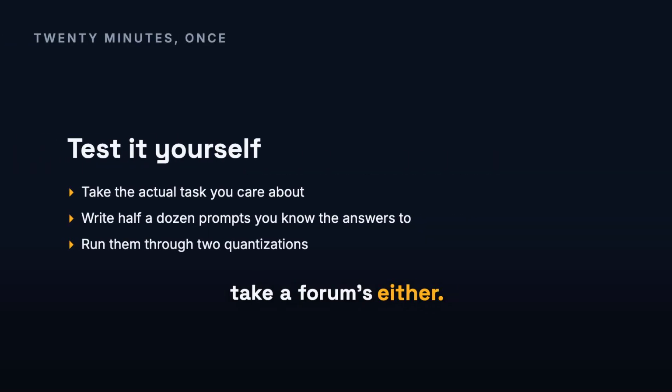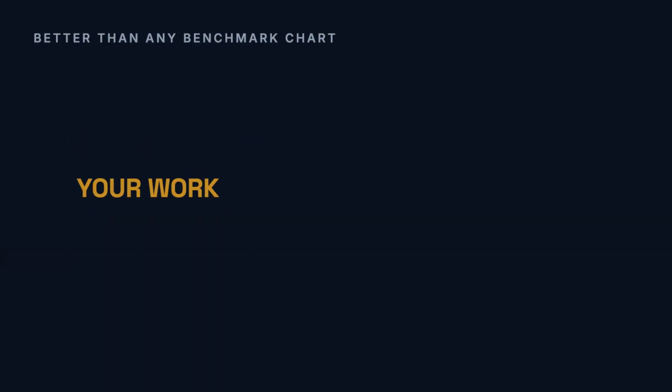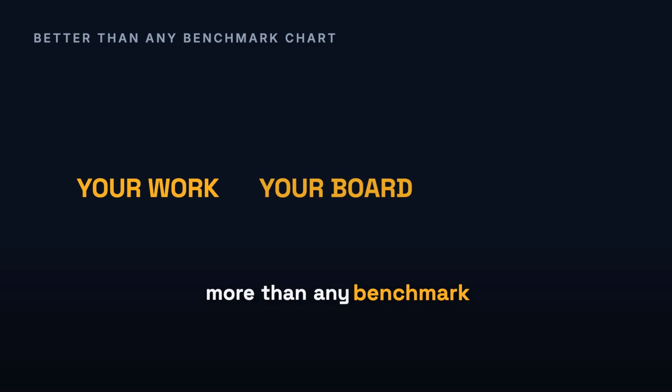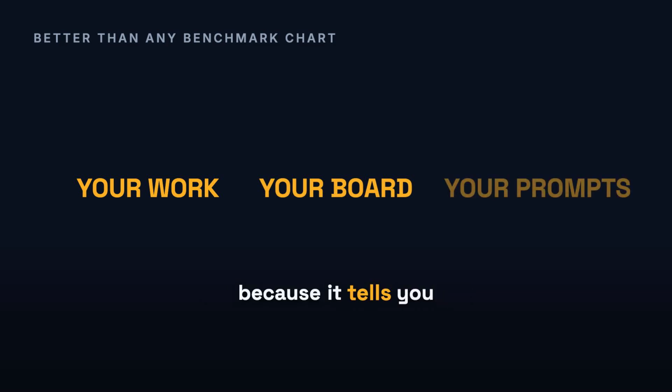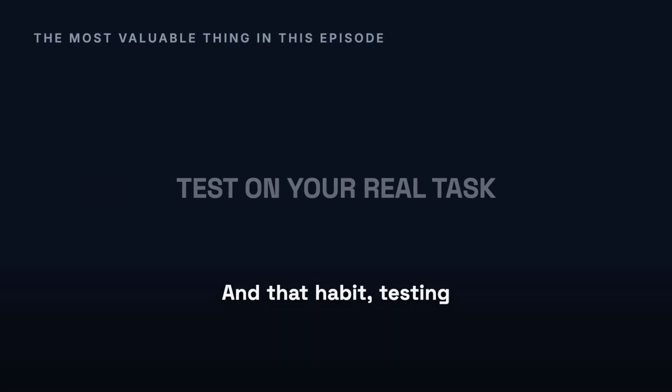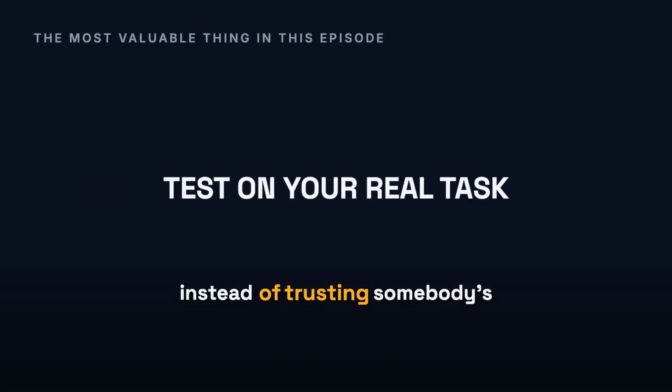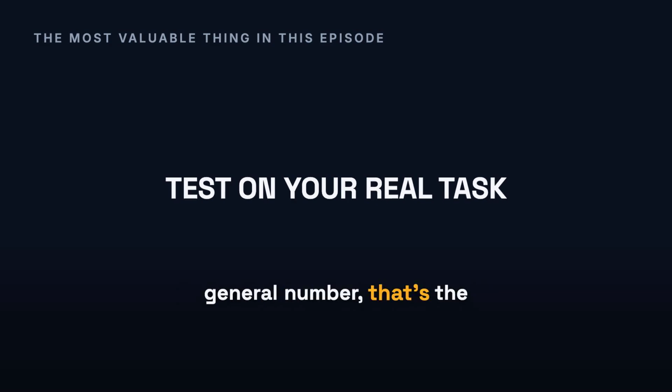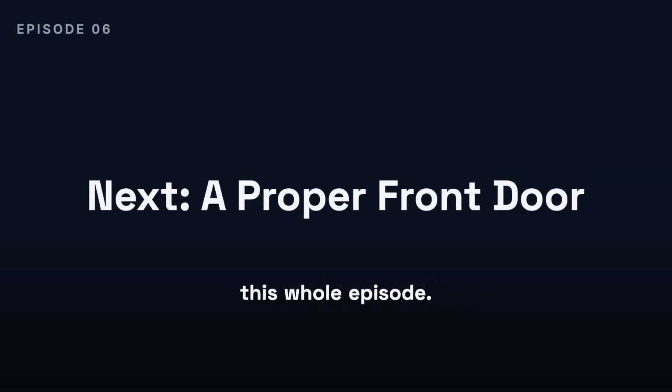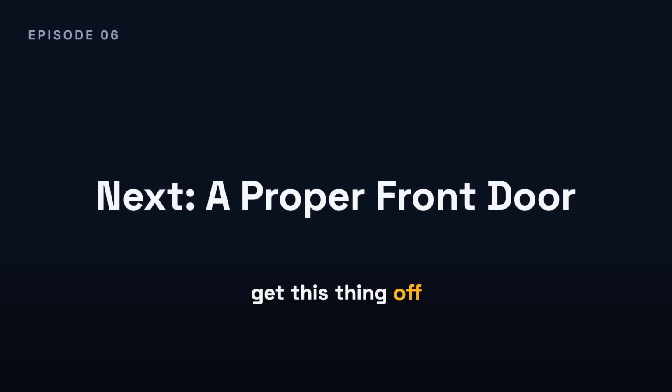So don't take my word for the trade-off, and don't take a forum's either. Take the actual task you care about. Write yourself half a dozen test prompts where you already know the answers, and run them through 2 different quantizations. It'll cost you 20 minutes, and it'll tell you more than any benchmark chart on the internet, because it tells you about your work on your board with your prompts. And that habit, testing on your real task instead of trusting somebody's general number, that's the most valuable thing in this whole episode. So next time we get this thing off the terminal.